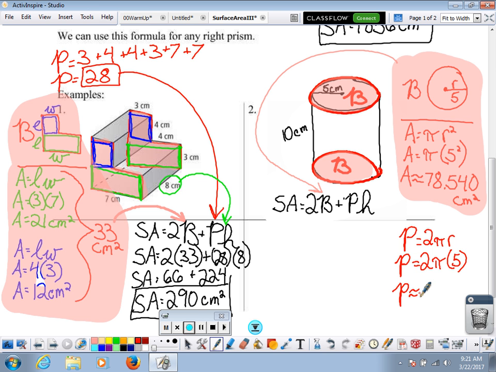And what's that perimeter? Truthfully, circumference. What's that going to be equal to? About. What'd you get? 31.416. Good. 31.416. Now guys, this is the perimeter of that base. The last thing that I still need is how far apart are those 2 circles? They are 10 centimeters apart.